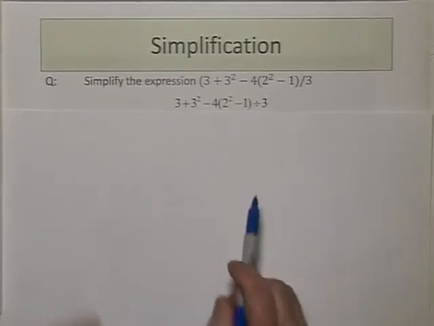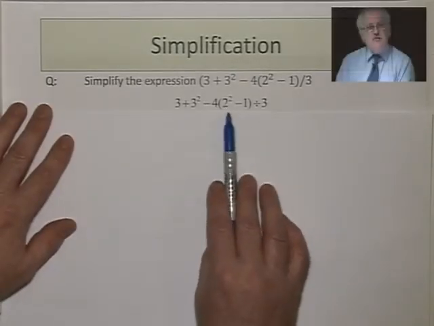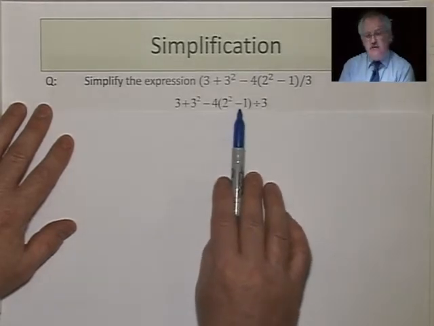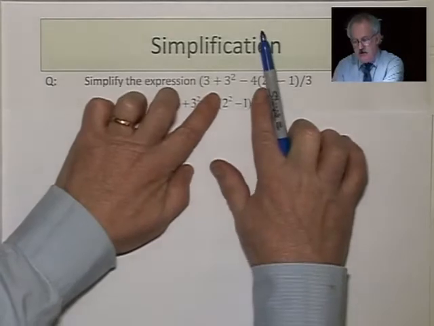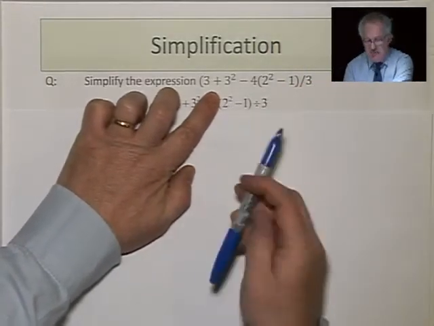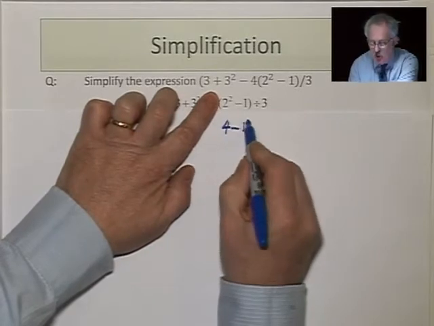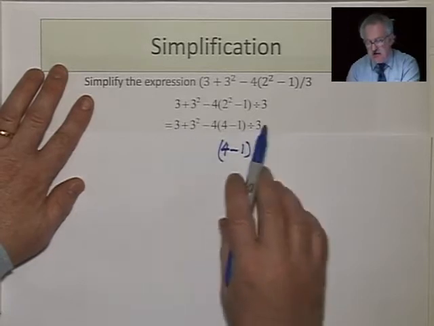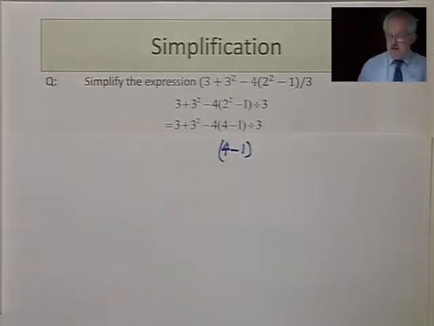Okay, we'll do this now. We look across, and the first thing we see are the brackets. But within the brackets, we actually see there are powers within the brackets. So we now focus our attention on the 2 squared minus 1, and the 2 squared must be done first, so that becomes 4 minus 1 within the brackets. Nothing else has changed. It's the same line as before, and I've just changed that to 4 minus 1.